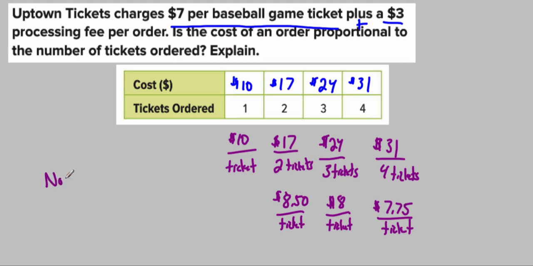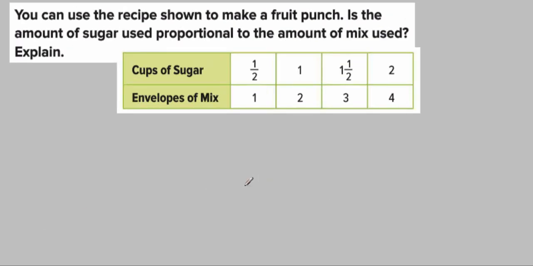We would say it's not proportional because the unit rates are not the same for all the quantities in our problem. So because of that extra $3 fee, that threw everything off, because it wasn't just a nice $7 per ticket. That $3 got thrown in and throws everything off as we buy more and more tickets. So let's try another one.